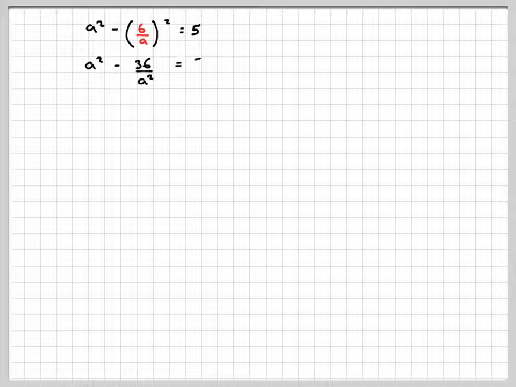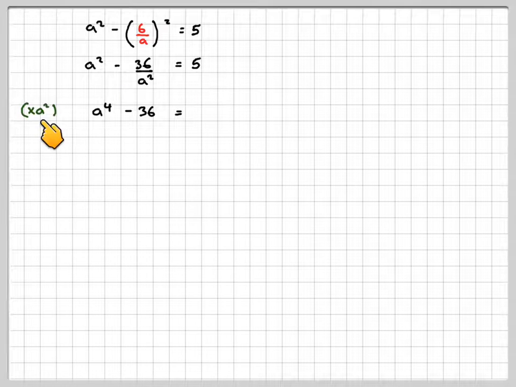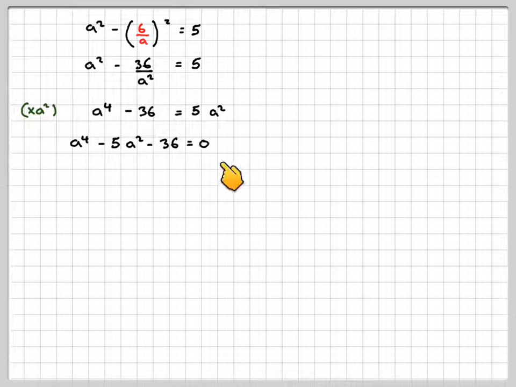Carrying on. So squaring now, we've got a squared minus 36 over a squared, squaring the 6 and the a, is equal to 5. Multiplying the whole thing by a squared, we're going to get a to the 4th. When we multiply this one by a squared, the a squareds will disappear, so we get minus 36 is equal to 5a squared. Right, so then we will put this equal to 0. So we've got a to the 4th minus 5a squared minus 36 is equal to 0.